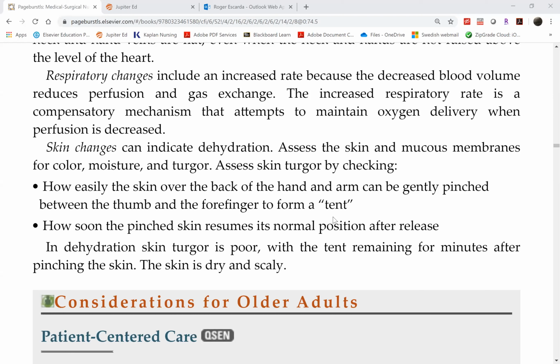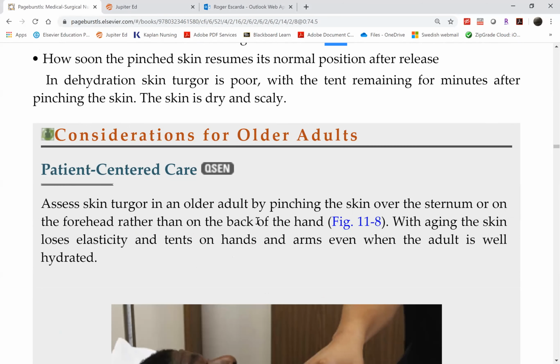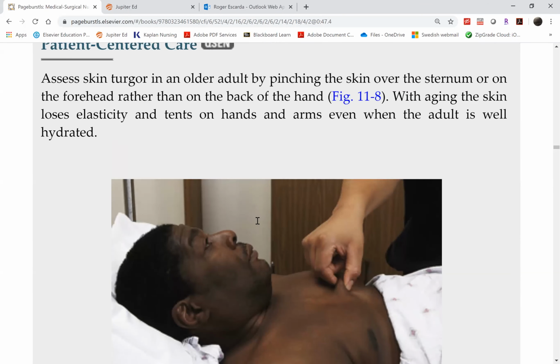On a dehydrated skin, it will form a tent, and I'm sure you learned that in fundamentals. Of course, when you have a skin in fluid overload, what will it look like? Especially in the periphery, like in the legs, for instance, or in the pelvis. Edema. All right, there will be fluid accumulation there. So there will be edema, okay, because of increased hydrostatic pressure.